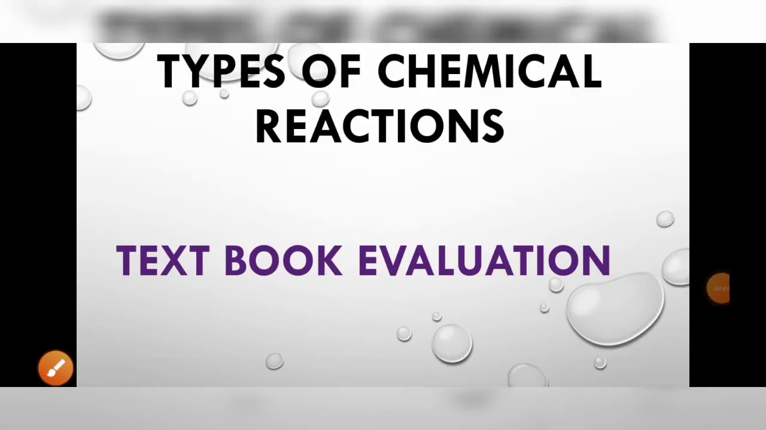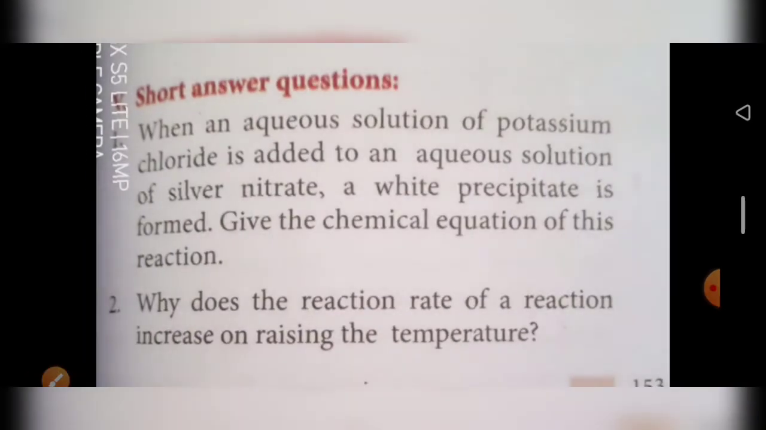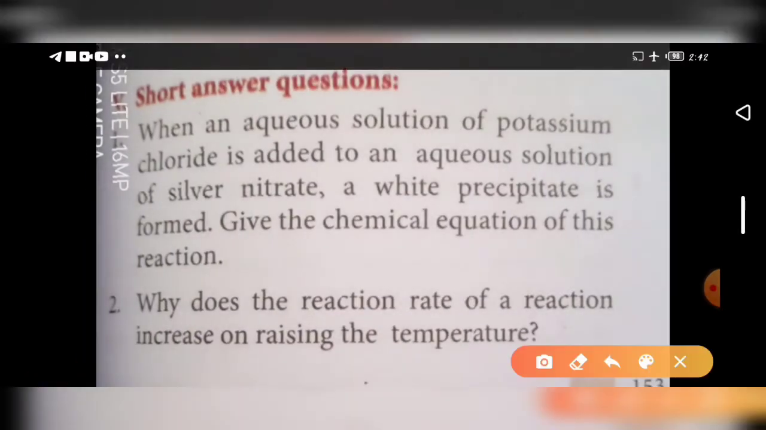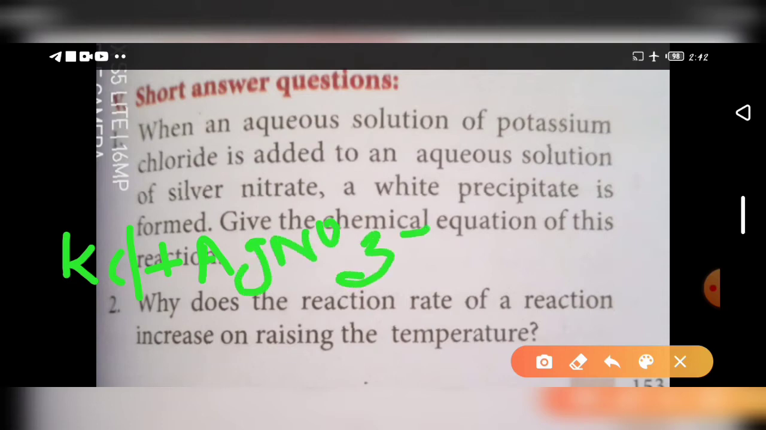See the types of chemical reaction textbook evaluation. First, short answer. When an aqueous solution of potassium chloride, you know very well, potassium chloride KCl, is added to an aqueous solution of silver nitrate, AgNO3, it gives a white color precipitate.